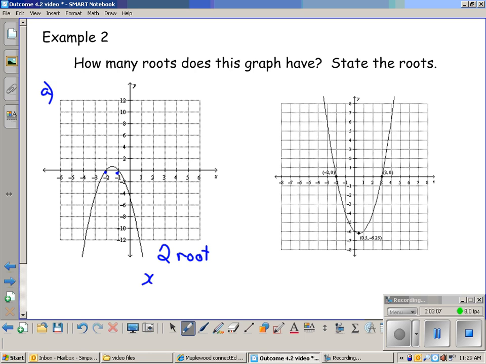Those roots are x equals negative 2 and x equals negative 1. Graph B also has two roots. One at x equals negative 3 and a second at x equals positive 3.